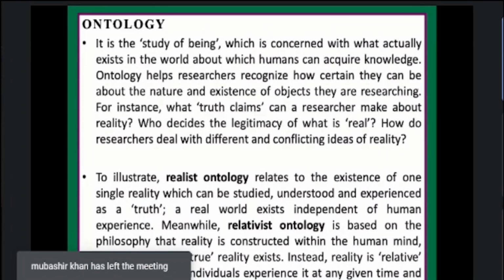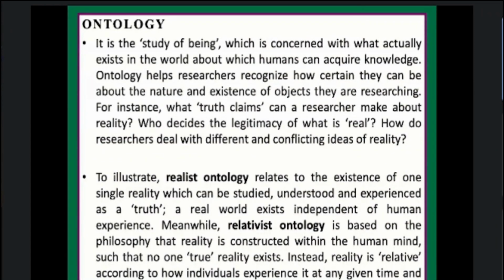Ontology is about finding out the truth. So once you see a problem, how do you know this is right, this is true, this is real? How do you know that? So finding out the truth of a problem is called ontology. Okay. So you see, it is the study of being, which is concerned with what actually exists in the world, about which humans can acquire knowledge. So you are looking at, is it true? Is it real? Is it a reality that we listen or hear, we see? So that's the reason you want to do research, finding out the truth.